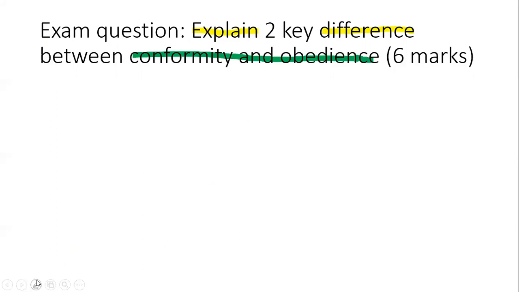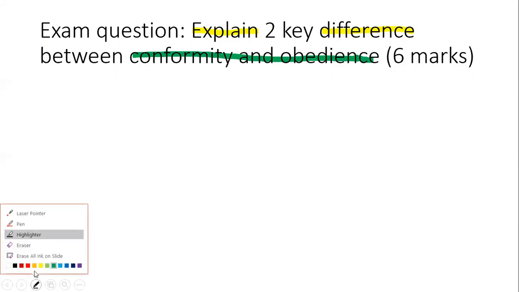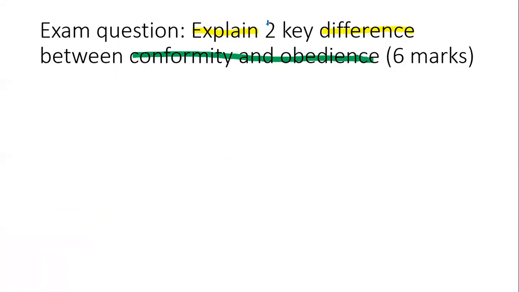Now, let's further break down the question into how many things it is asking us to do. Well, it's asking us to do two differences. Explain two key differences between. So it's asking us to do two. But then what does that tell us in terms of the marks? It's 6 marks. So we're asked to do two things, 6 marks. So that means it's 3 marks each.